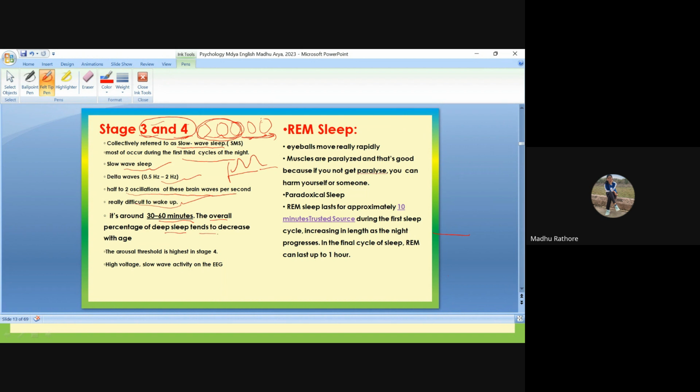Overall percentage of deep sleep tends to decrease with age. Okay. So with age, this deep sleep tends to decrease. Means this stage 3 and 4 starts to minimize. We can say just in the first cycle, we can see stage 3 and 4. Stage 3 and 4 becomes very short, means 10 to 20 minutes only. Okay, so we can say it is inversely proportional to age. As age increases, the timing of stage 3 and 4 decreases, or deep slow wave sleep also reduces as age is increasing.